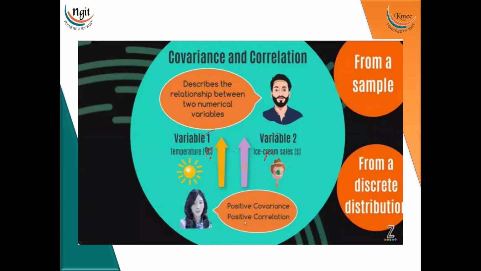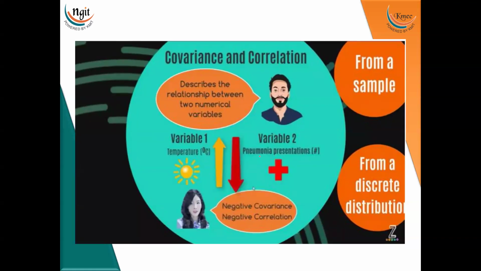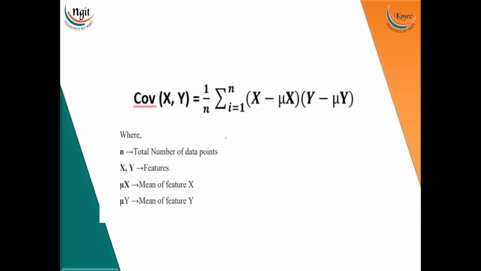In the same way, we hear news that because of this high temperature, some people are dying. That is, when there is an increase in temperature, there are some pneumonia problems or some deaths happening in real time. So we can say that between these two variables, we have a negative covariance and a negative correlation. This is how we describe the relationship between two numerical variables.